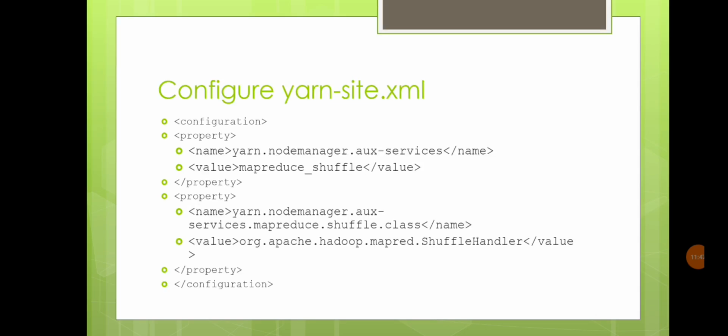Then the second task is configuring yarn-site.xml. Now we configure the property name as yarn.nodemanager.aux-services. Then the value is given as mapreduce_shuffle. And then yarn.nodemanager.aux-services.mapreduce_shuffle.class. Then we give the value of the shuffle class name, org.apache.hadoop.mapred.ShuffleHandler.